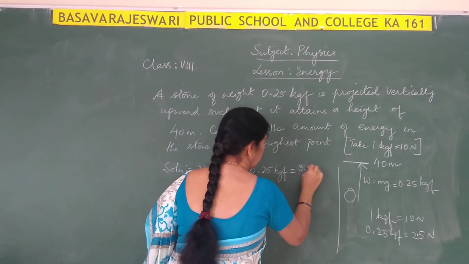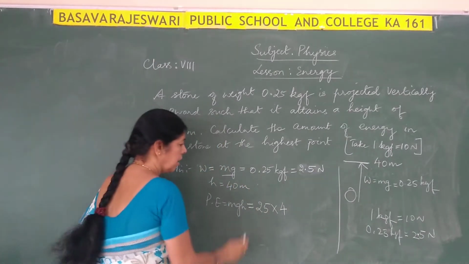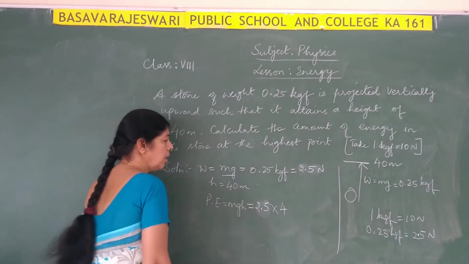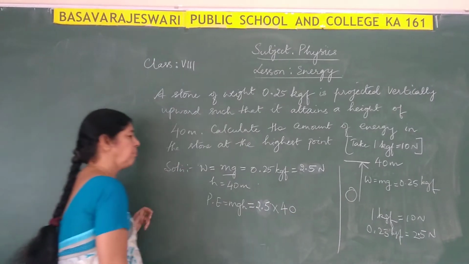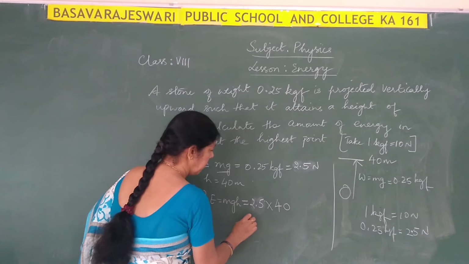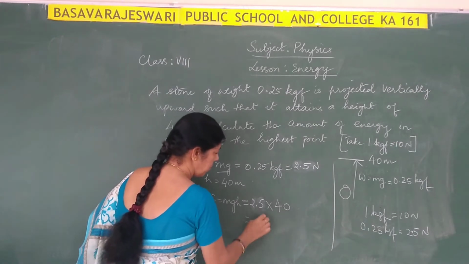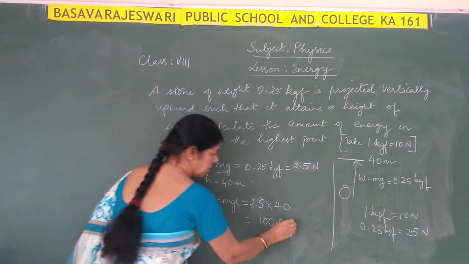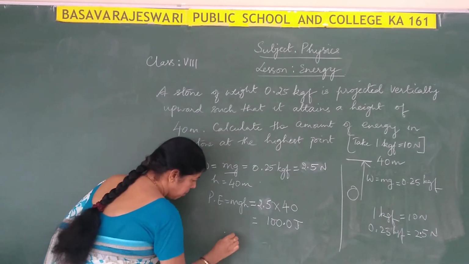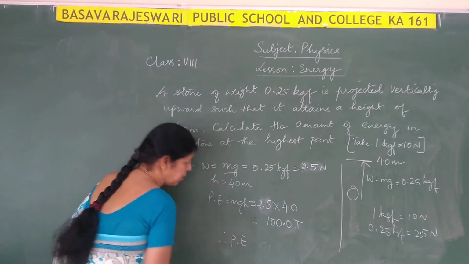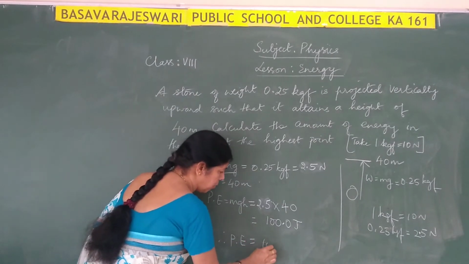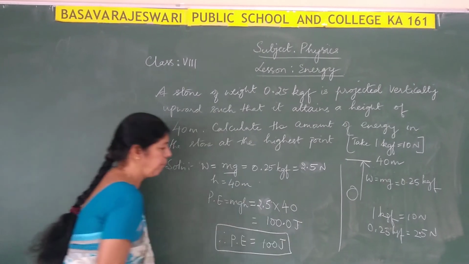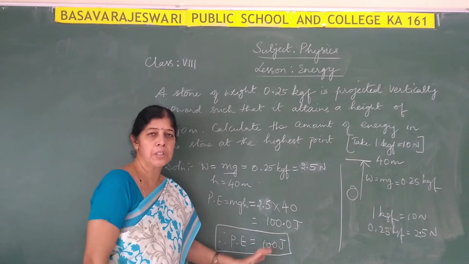So 2.5 Newton. Here I should take 2.5 into 40. How much will it be? 25 four times will be 100. 100 joules. Therefore, the potential energy of the stone at a height of 40 meters will be equal to 100 joules. Okay. Please note the solution, children.